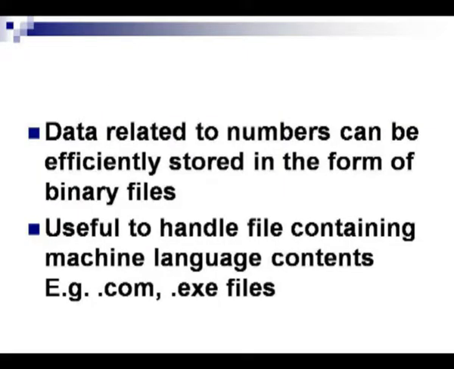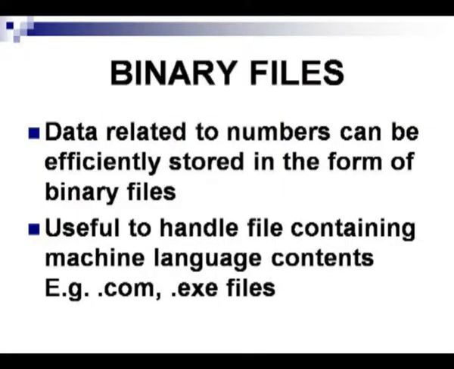Next we have what are called binary files. So these are different from text files. In data files you have stream and system oriented. In stream you have text and unformatted. Now these binary files are a different nature of files because they store different types of information.